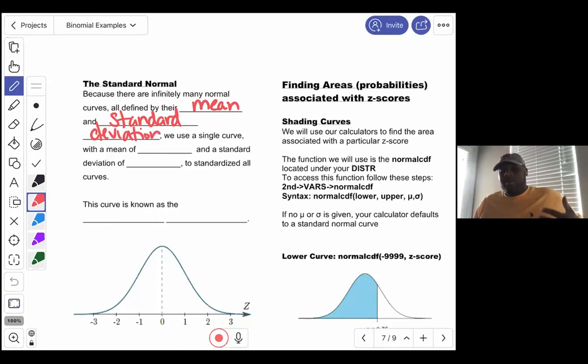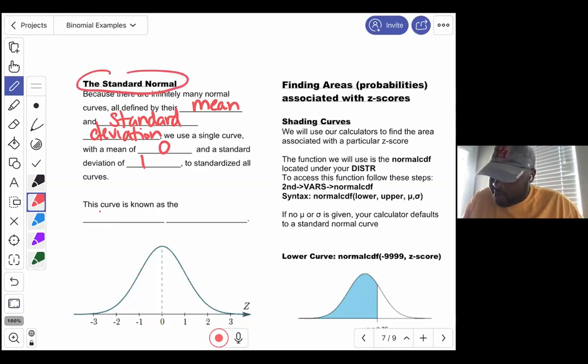And here's the problem. Because you have so many different curves, we need one curve to base everything off of. And that single curve has a mean of 0 and a standard deviation of 1. And it's called the standard normal. So we call this curve the standard normal.